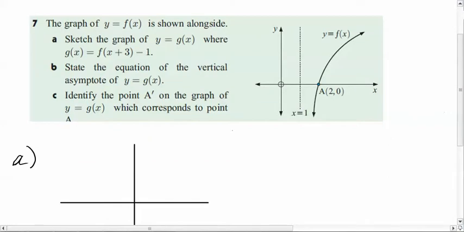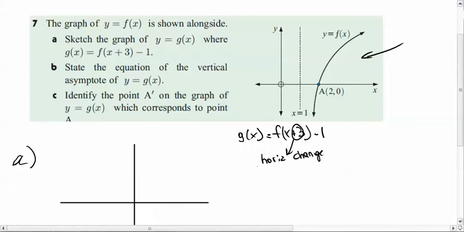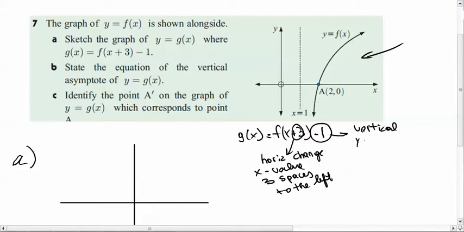Alright, so first of all, we need to see what g of x equals f of x plus 3 minus 1 does to this graph right here. So, this plus 3 is a horizontal change, and it moves every x value by 3 spaces to the left. And this -1 is a vertical change, and it moves every y value 1 space down.